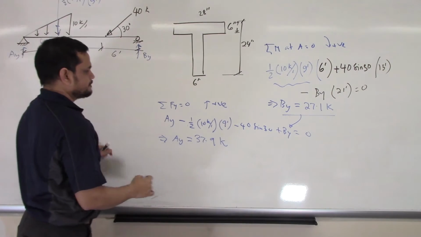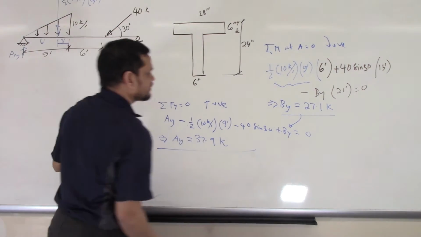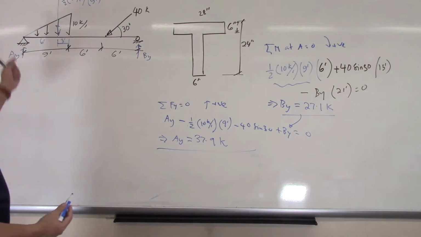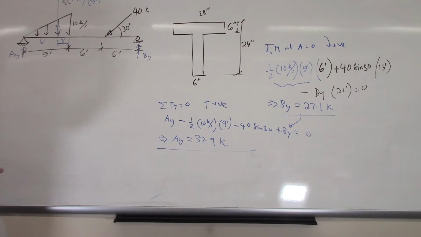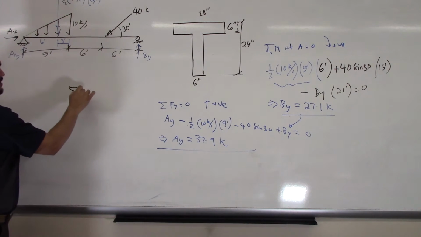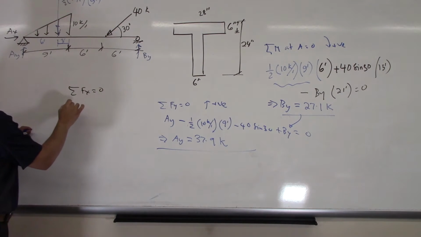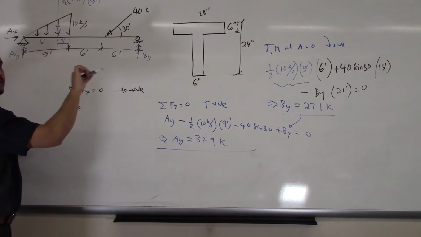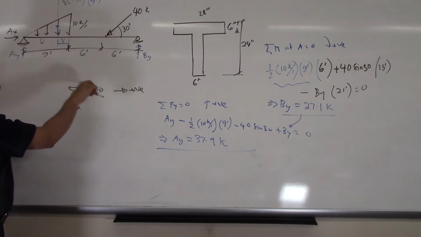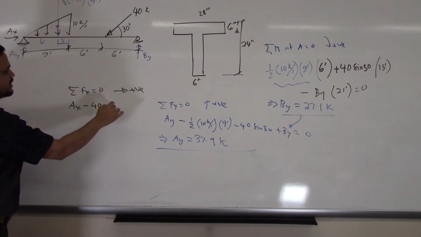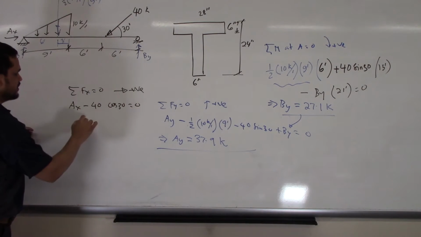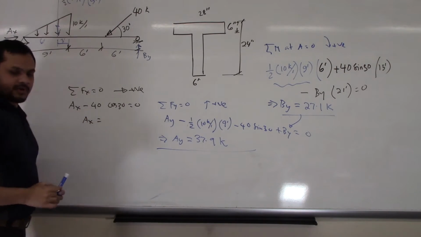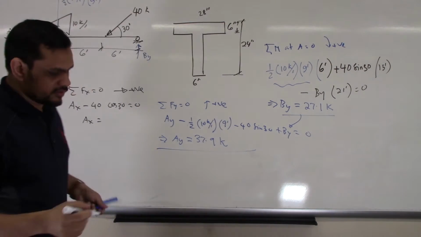Okay, I got By, I got Ay. Then I need to find my Ax. Say my Ax is here. How to find Ax? Summation of Fx is 0. Then Ax positive, this way is positive. That side I am assuming positive. Ax this way minus 40 cosine 30 is 0. Then I got my Ax, how much? 34.64.